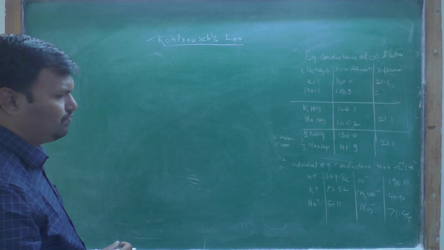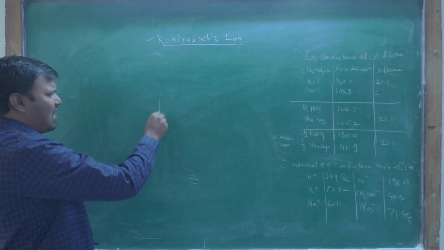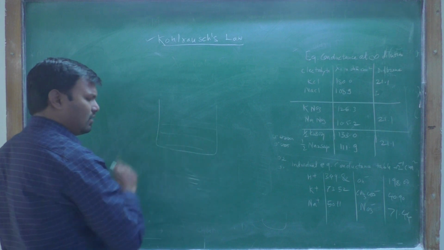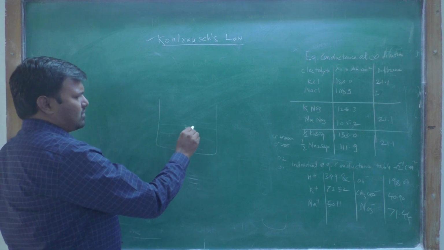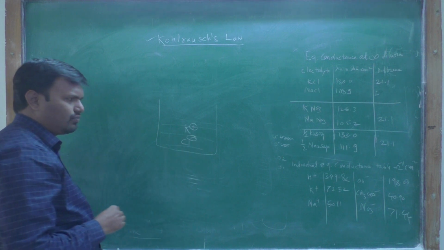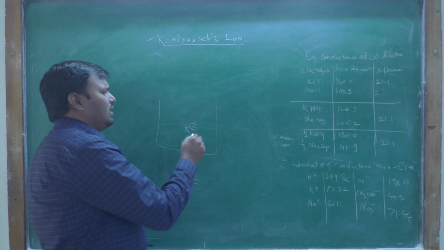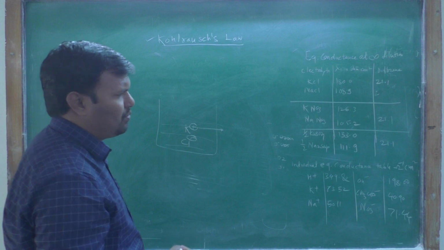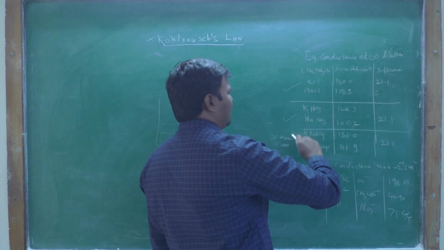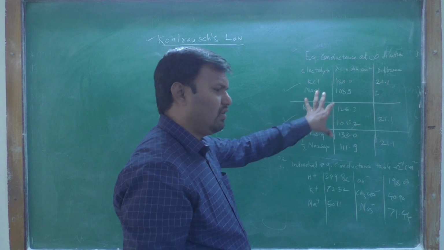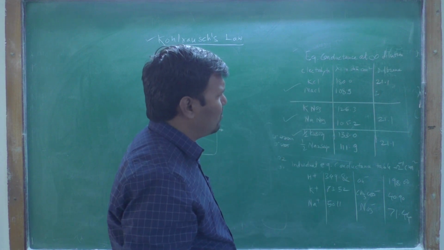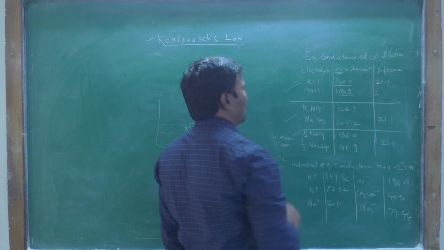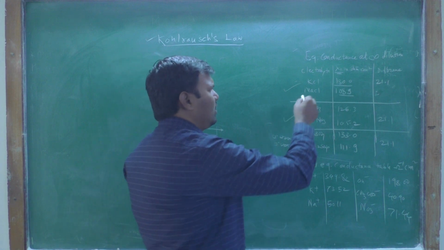What is the law of Kohlrausch? We will discuss it. Suppose we have an electrolyte, KCl, with K plus and Cl minus. Before going to the statement, there is a table we have already written here, where the equivalent conductance of KCl is like that, and NaCl is like that, and the chlorine is the same.